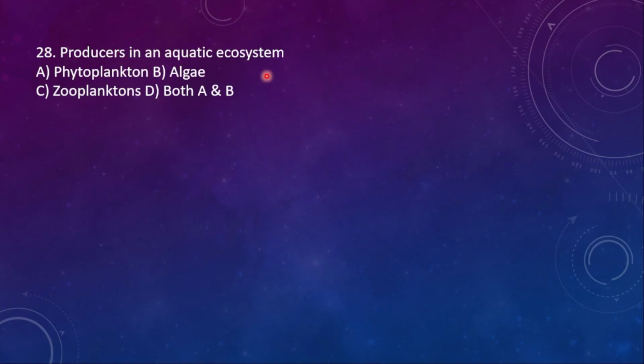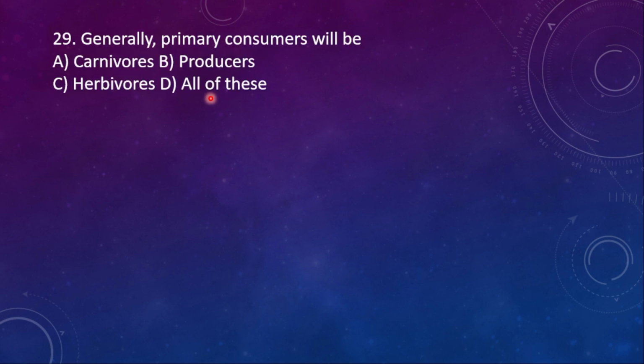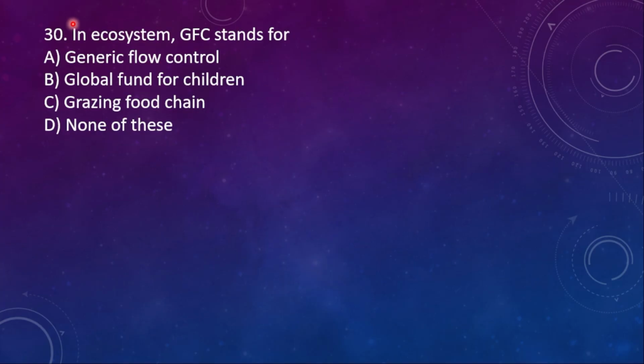Next one, 28th question. Producer in an aquatic ecosystem. A. Phytoplankton, B. Algae, C. Zooplankton, D. Both A and B. Here the right option is D. Both A and B. 29. Generally, primary consumers will be A. Carnivores, B. Producers, C. Herbivores, and then D. All of these. Here the right option is C. That is herbivores.